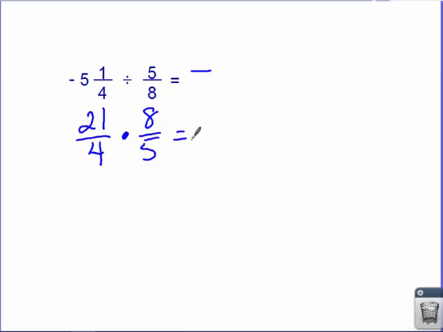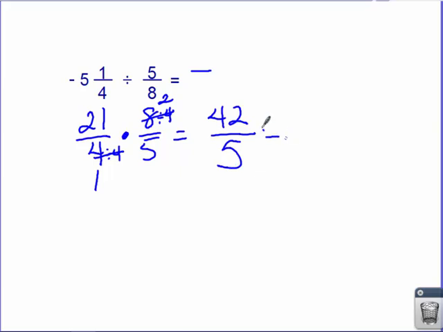All right. So now, is there any simplifying I can do here? Well, you'll notice there's an 8 and a 4. They both have a 4 in common. So I can divide this 4 by 4, and it turns into a 1. I can divide this 8 by 4, and it turns into a 2. So now when I multiply across, I've got 21 times 2, which will give me 42, and 1 times 5, which will give me 5.